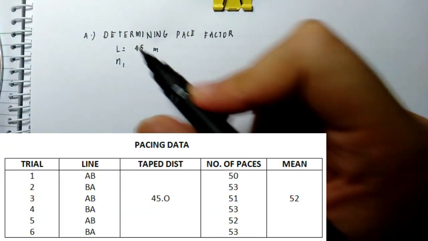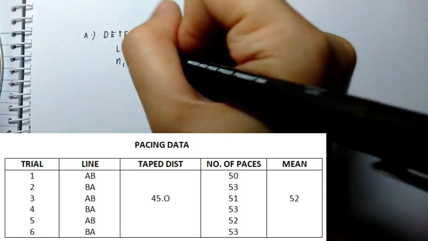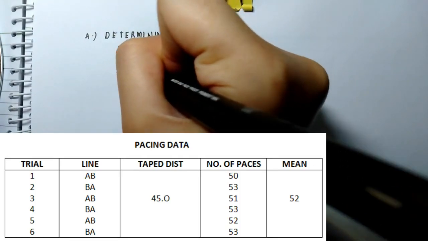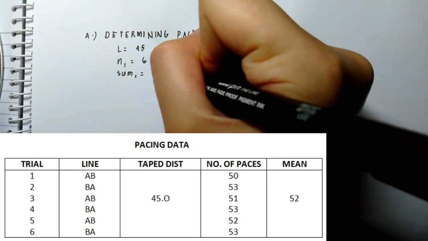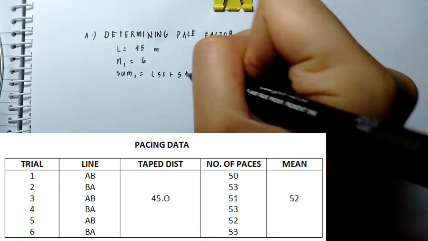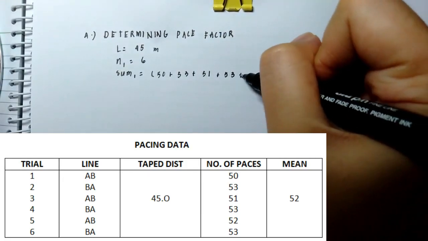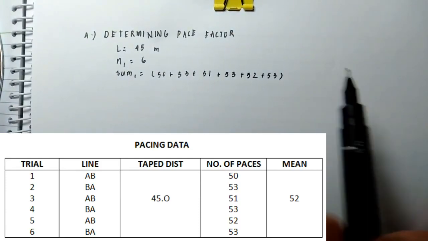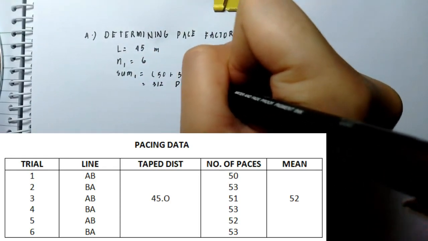And next is number of trials taken. So, you would put this as N1. N1 is equals to 6. Next is sum. So, indicated in the problem are numbers 50, 53, 51, 53, 52, and 53. So, if you add that, the answer would be 312 paces.